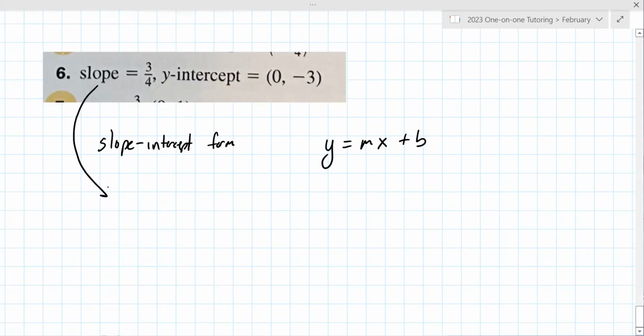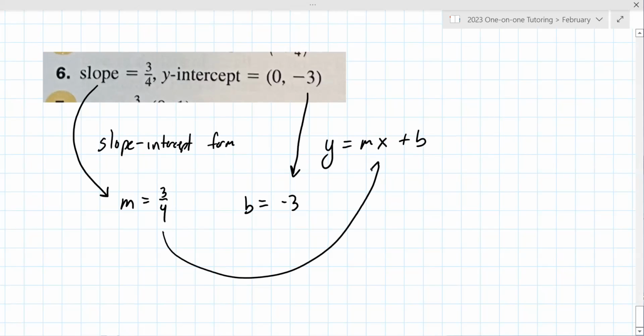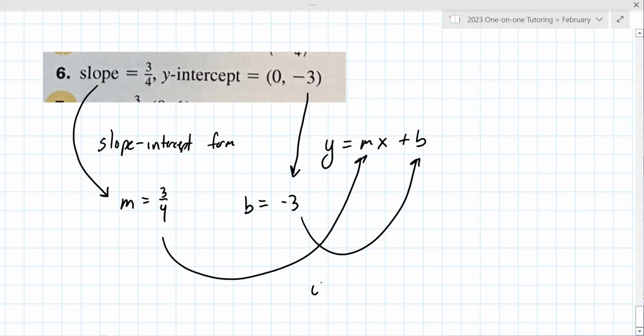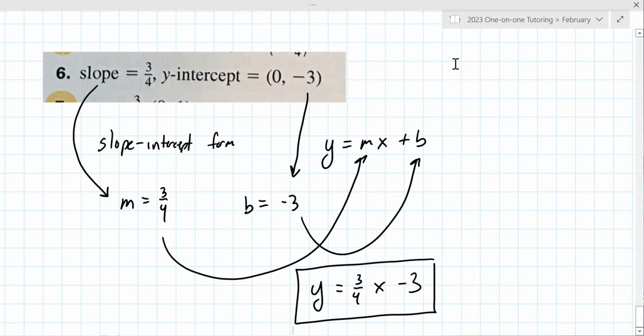They're telling you, and this is really nice, they're telling you the slope is 3/4 and the b value is minus 3. That y-intercept is where it crosses the y-axis. So really all you've got to do is substitute those numbers into the equation. So y equals 3/4 x minus 3, and that's your final answer on that one.